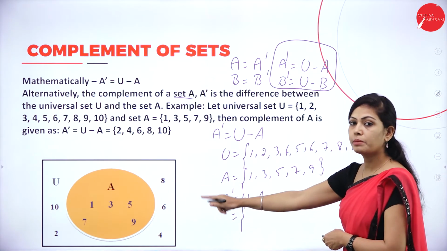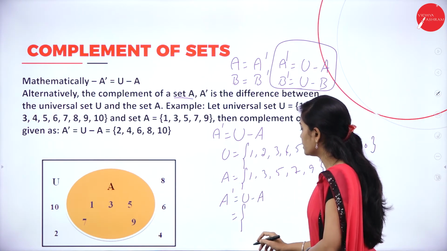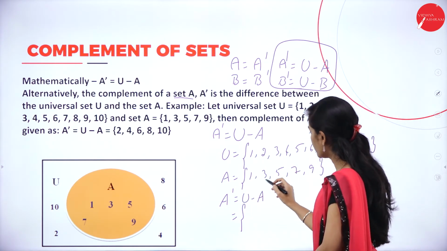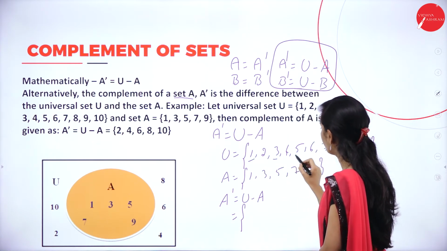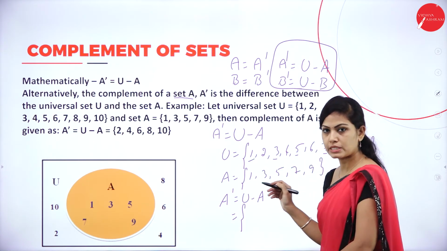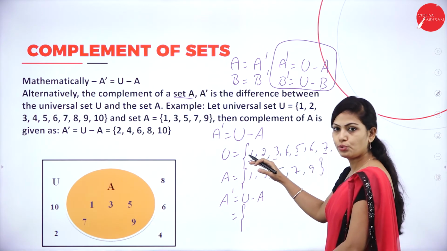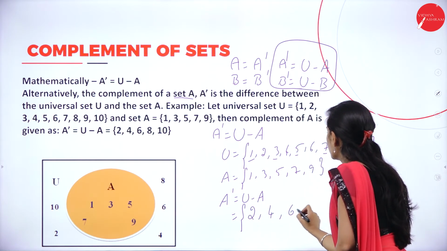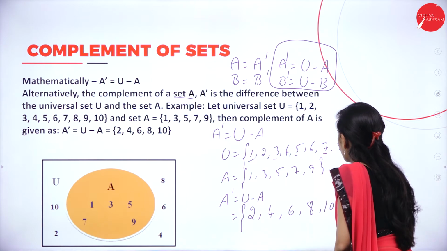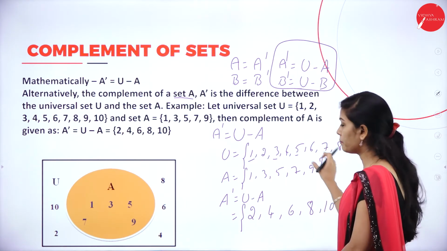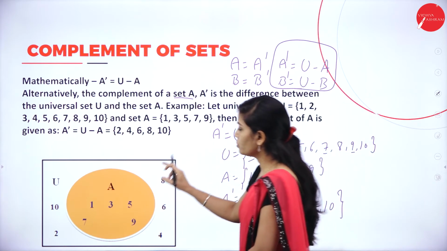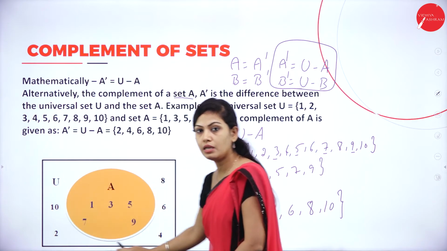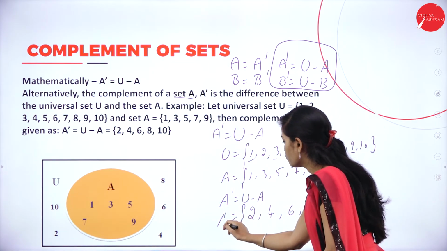Already I have discussed difference of sets. So how to find the difference? First you have to find the common element in both the sets. 1, 3, 5, 7, 9 is common in both the sets. And the remaining element of the universal set is 2, 4, 6, 8, 10, which you have to write outside. 2, 4, 6, 8, 10 is in the universal set. This is your answer for A dash.